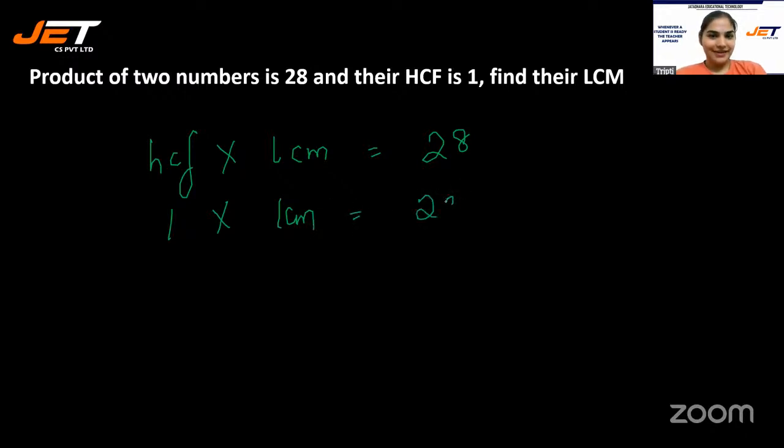So what will be the LCM? HCF times LCM is 28. That is given to us, wherein HCF is 1. So what will be LCM? LCM is 28 divided by 1, which is 28. LCM is 28.